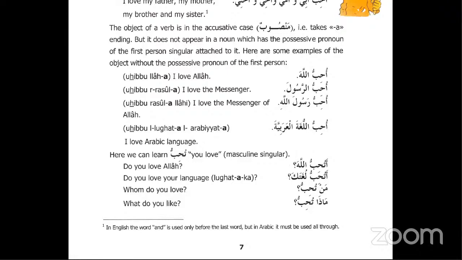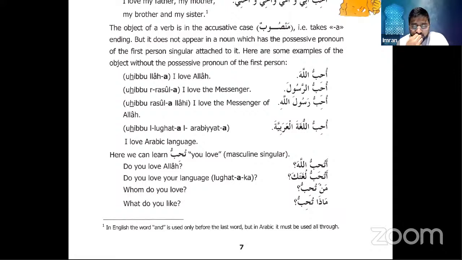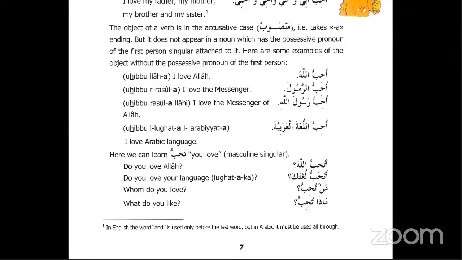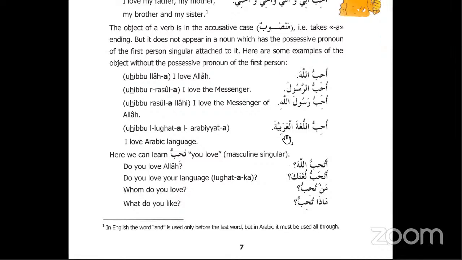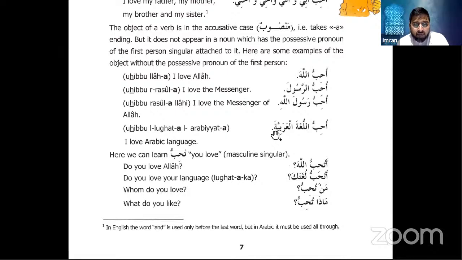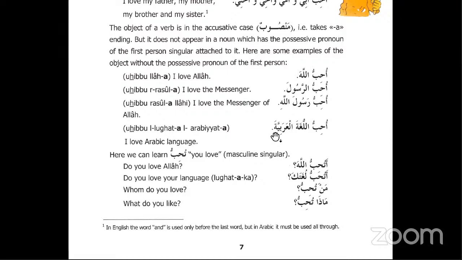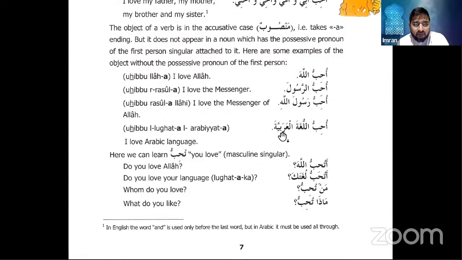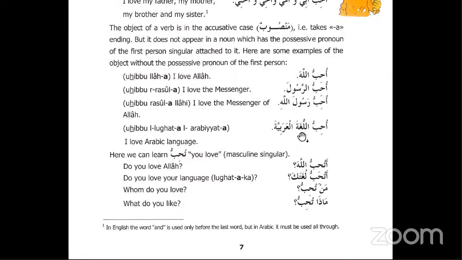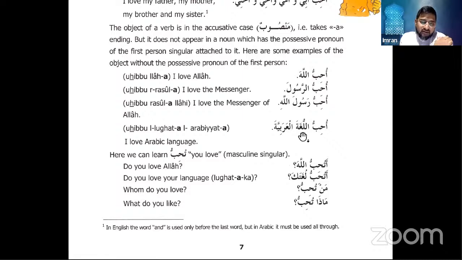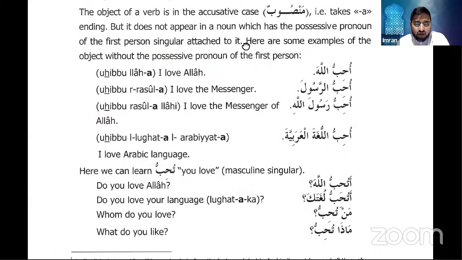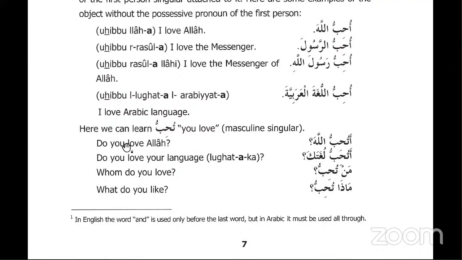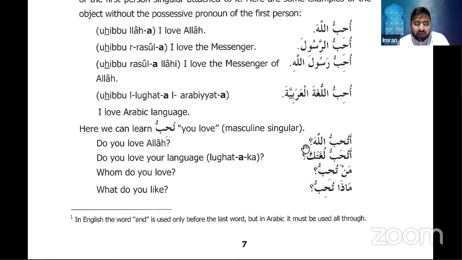So lughat is the language. Because it is in accusative case, that's why it has fatha on it. Correct. And why does al-arabiyyata also have a fatha? Because it is an adjective. Brilliant. So it has to have the same haraka as the previous word. Excellent. So they both have the same haraka and the same everything. It matches. That's really good. Now I want you to continue and finish off the remaining four explanations.